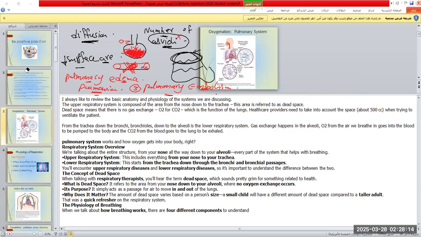Is it easy, Wafa? It's two things. No, three things. Decreased surface area.